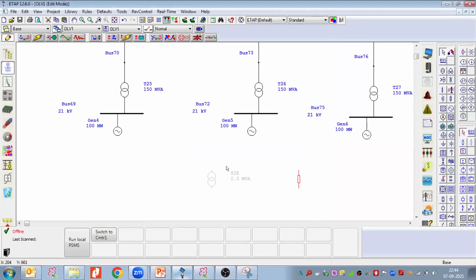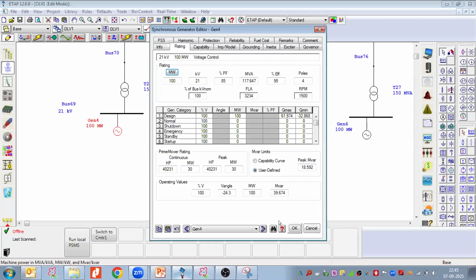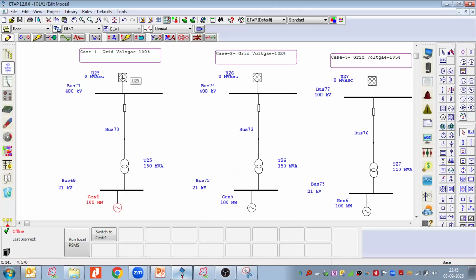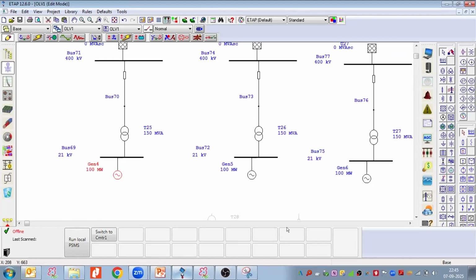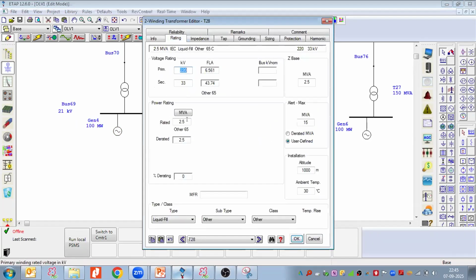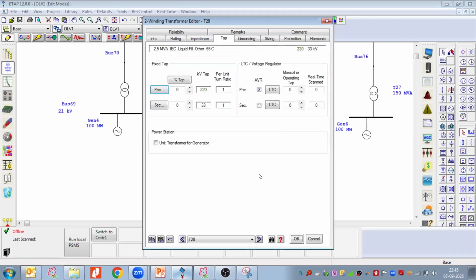Okay, so we discussed for the load generator modeling what parameters we require. We require the ratings, and we require the Qmax and Qminimum. Then we discussed the grid, what parameters we require. Then we discussed for the transformer what parameters we require. So we need to know the transformer ratings, their impedance, and their OLTC range. This value we get from the rating data set of the transformer as well.